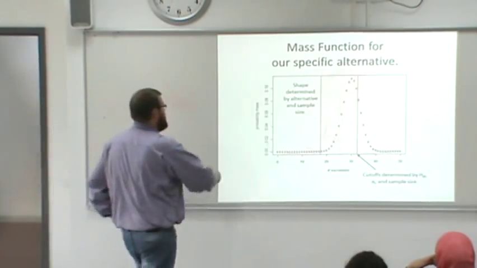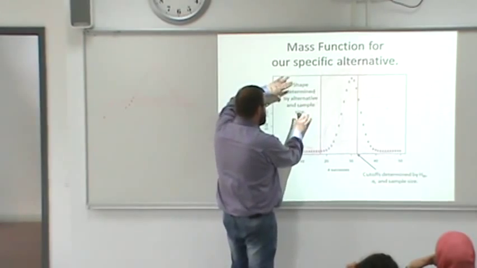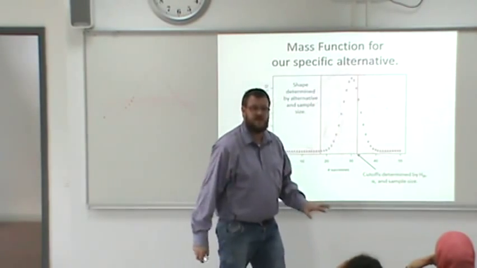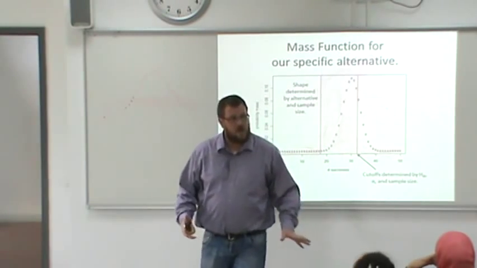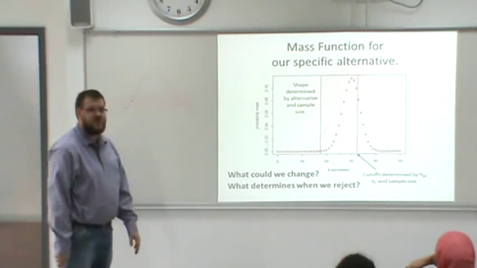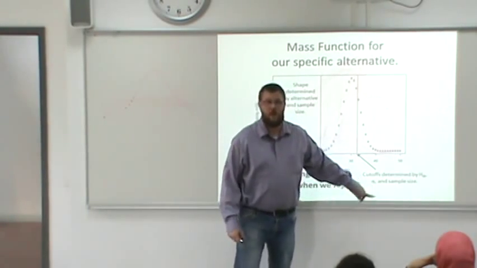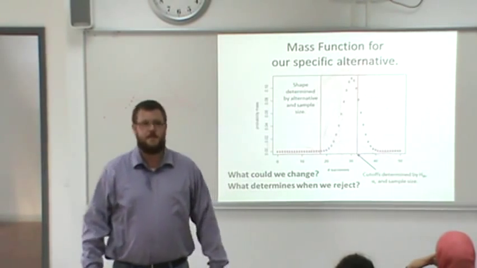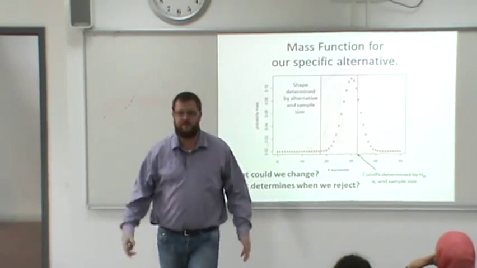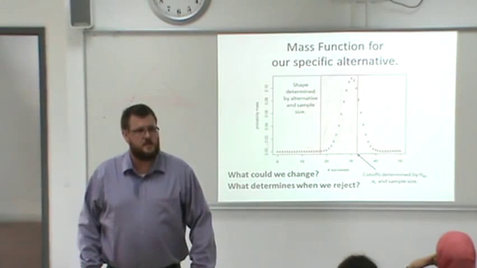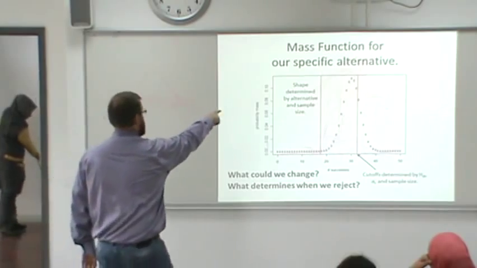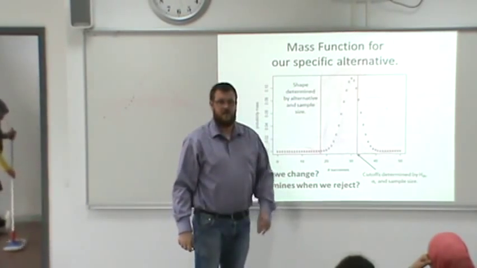Let's take a look again at the information from the last slide. So I said that the shape is determined by the alternative that we're looking at and sample size. And that the cutoffs are determined by the null hypothesis, alpha, and the sample size. So if we want to change when we're rejecting the null hypothesis, right? What could we change? What determines when we reject? Well, one of the things is alpha. What are other things that we could change? We could change sample size. What else could we change? The number of successes or the particular alternative that we're looking at, right? Anything else? Got sample size, alpha, the alternative. One more thing. Not p-value.